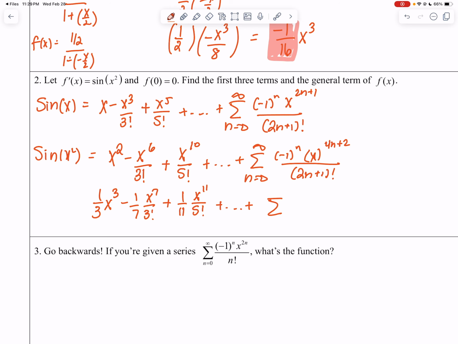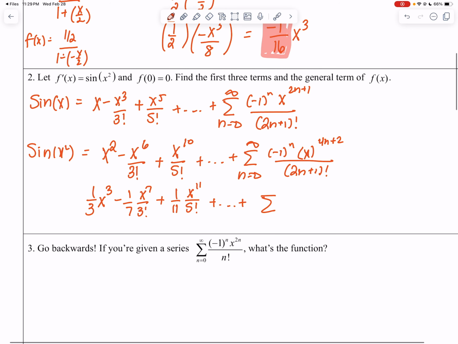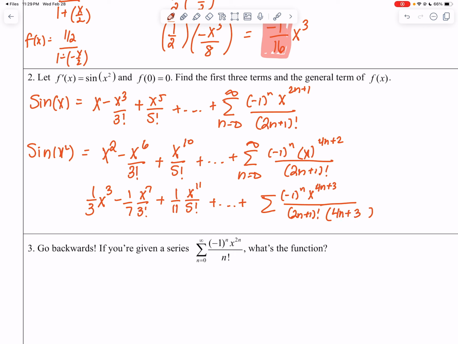And remember the integrating and deriving power series lesson, where here I'm just going to up my power and then divide. So that's just going to give me negative 1 to the n, x to the 4n, up my power, so that's going to be 3, over 2n plus 1 factorial, and then I'm going to divide, so that's going to be 4n plus 3. That's going to give me my general term of the antiderivative.